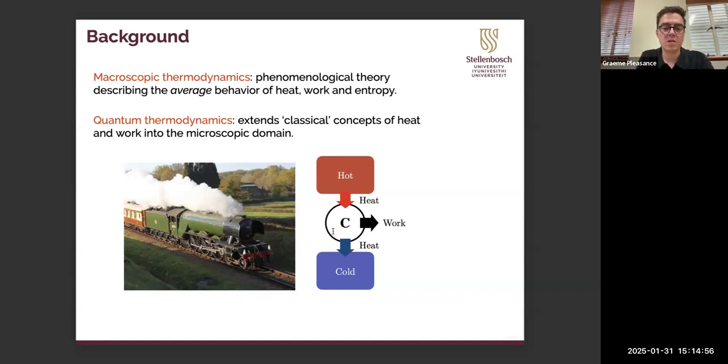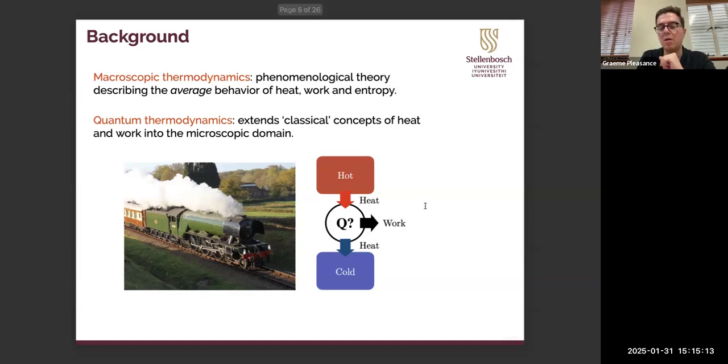And then in that process, in the expansion process, the gas in this container cools and releases heat into a cold reservoir, which is released as steam. So this is a basic idea of how classical macroscopic heat engines work.